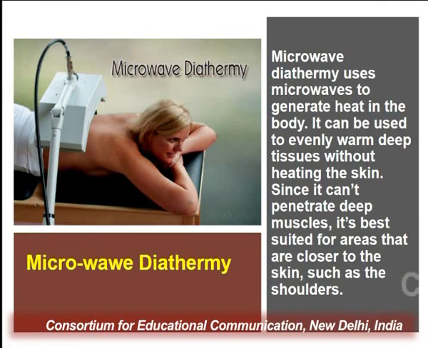The next one is microwave diathermy, and microwave diathermy uses microwaves to generate heat in the body. It can be used to evenly warm deep tissues without heating the skin. Since it can't penetrate deep muscles, it's best suited for areas that are close to the skin such as the shoulders.